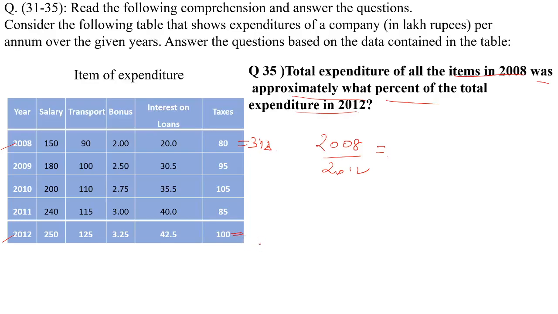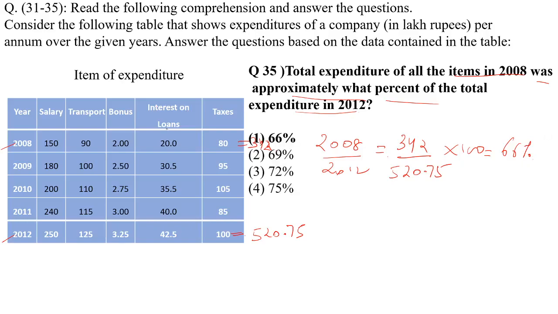And 2012 it will come out to be 250 plus 125 plus 3.25 plus 42.5 plus 100. It will come out to be 520 plus 7.75. So you will directly divide 342 by 520.75 into 100. When you solve it, it will come out to be 66%. Let's check the options at 66%. Option 1, right?